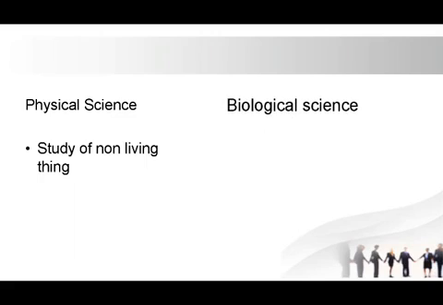Biological sciences, also called life sciences, are the study of living things. In biological science, we study human beings, animals, and plants. So the study of plants, animals, and human beings, these living things, is called biological science.